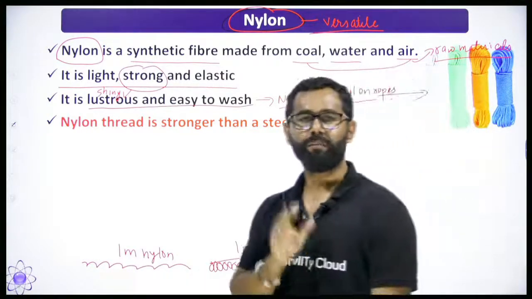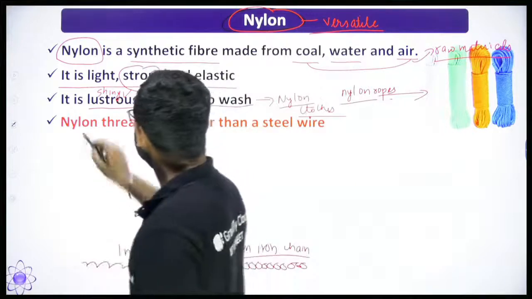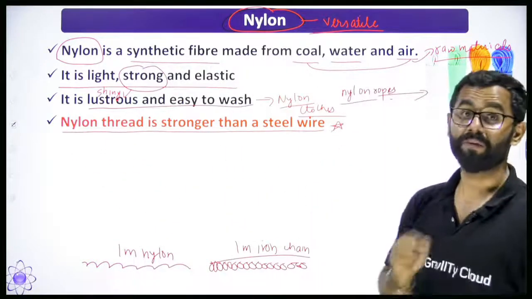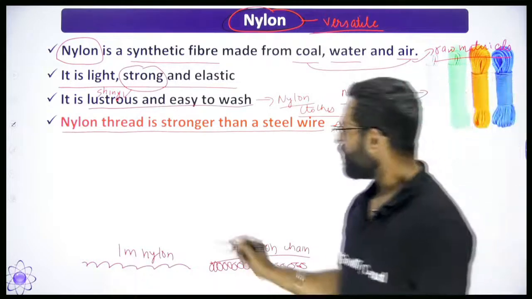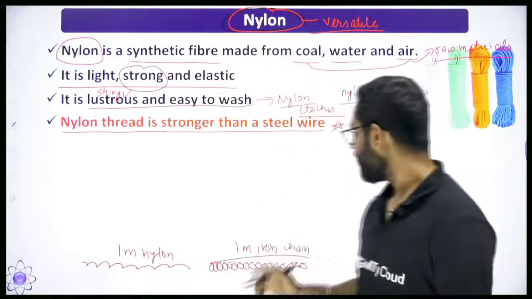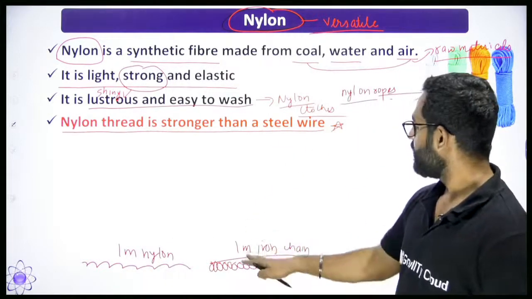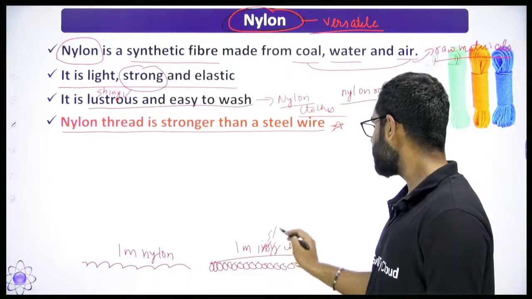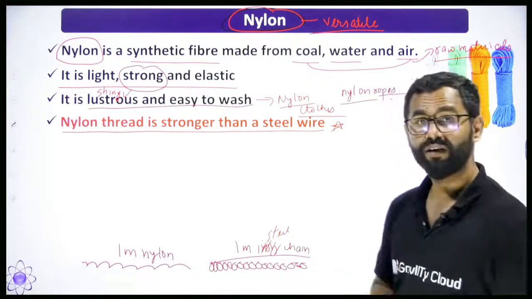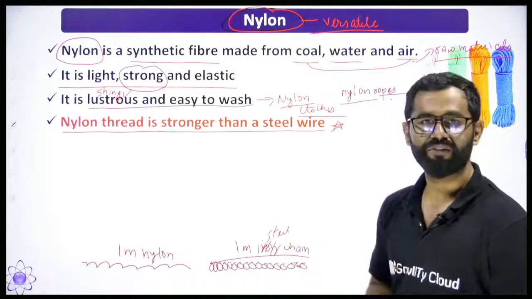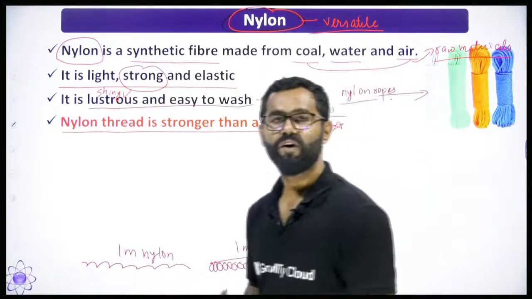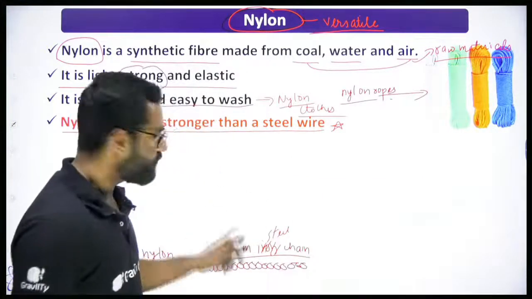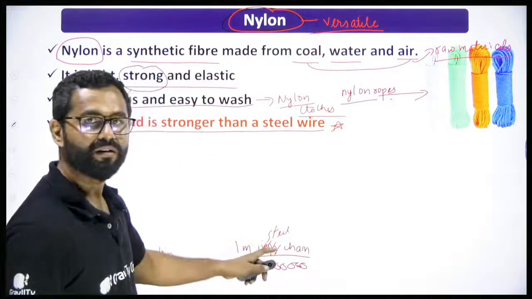The most important point is that the nylon thread is stronger than the steel wire. That is very important to understand. If you take 1 meter of nylon wire and 1 meter of steel wire, you will see that the nylon has more strength as compared to steel, right?